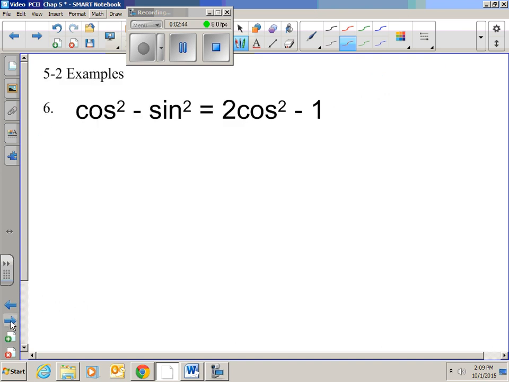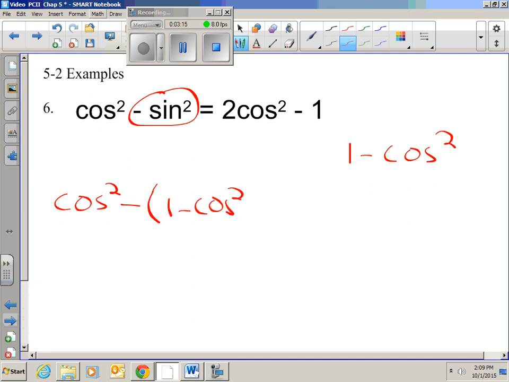Let's try a couple. Okay. So we want to verify that these two sides are equal. I'm looking right here, and I'm seeing I got cosine squareds on both sides, and I have one sine squared right here. I know from the Pythagorean identities that sine squared is also equal to 1 minus cos squared. So I'm going to rewrite this now as cos squared minus sine squared, which is 1 minus cos squared. And that I got to try to make equal 2 cos squared minus 1.